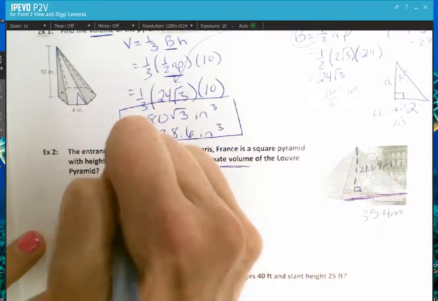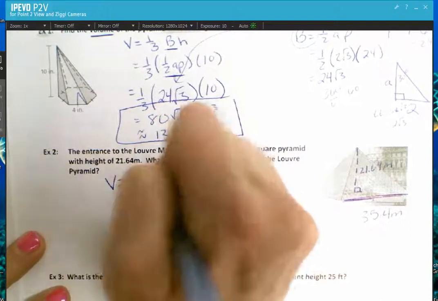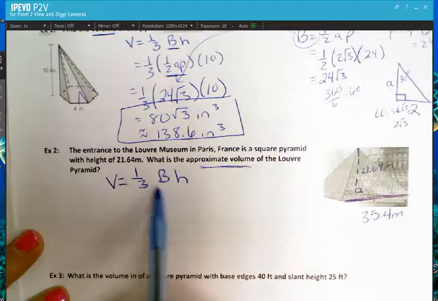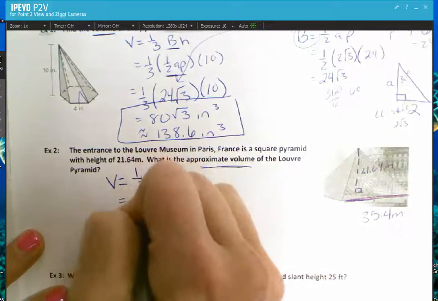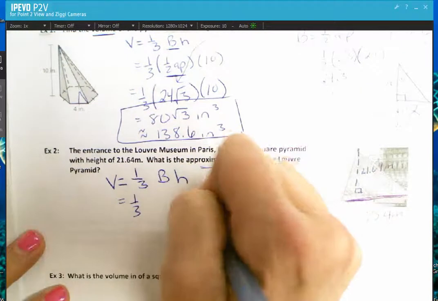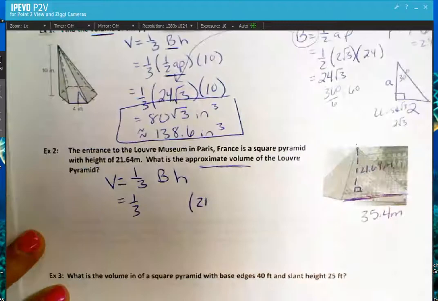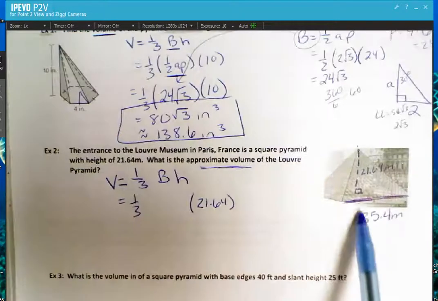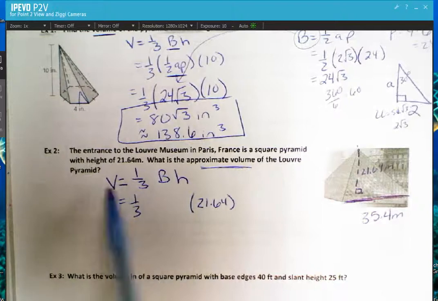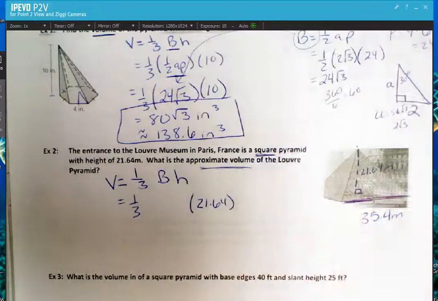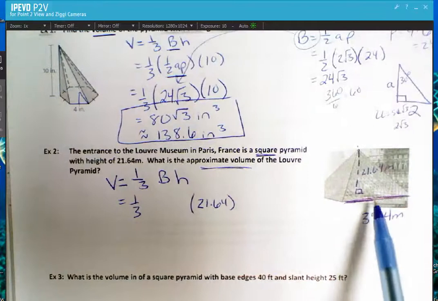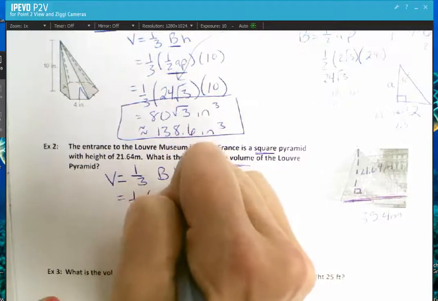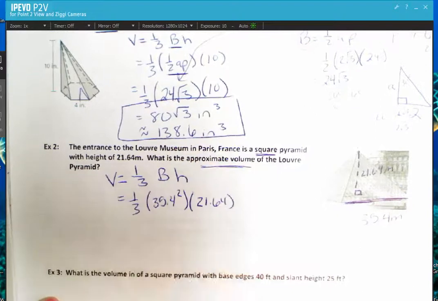We start with the formula. Volume equals 1/3 big B times H. Big B is the base area. I'm going to drop my H in because I already know my height from the vertex perpendicular to the base is 21.64 because they gave us. We know it is a square pyramid. So to find the area of a square, it's side times side or side squared. So I'm going to substitute in 35.4 squared.